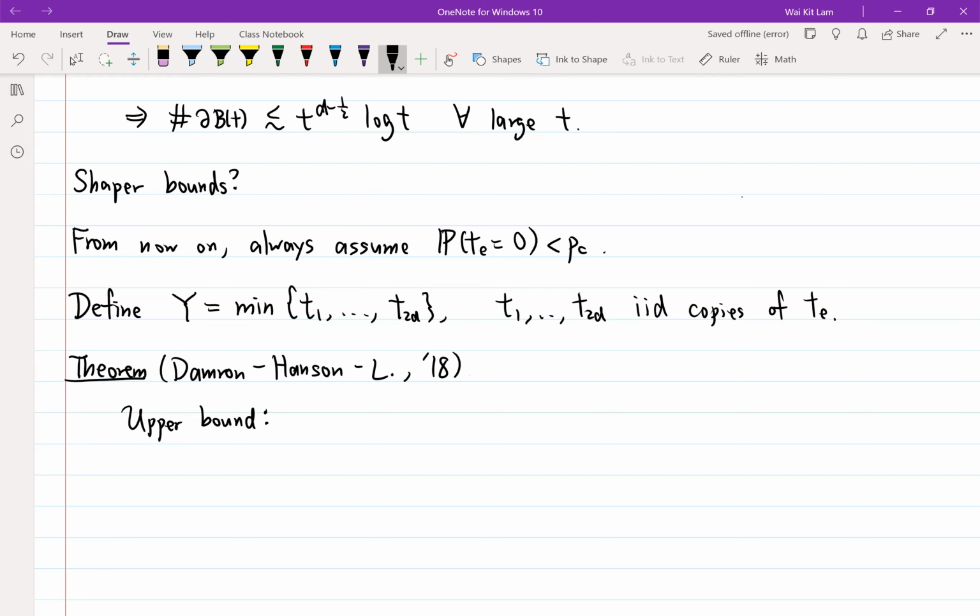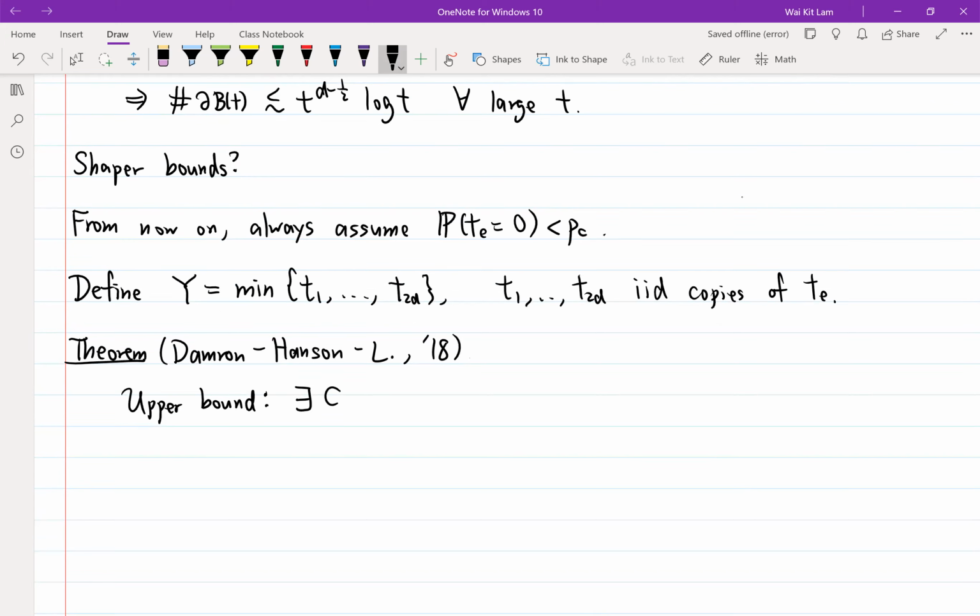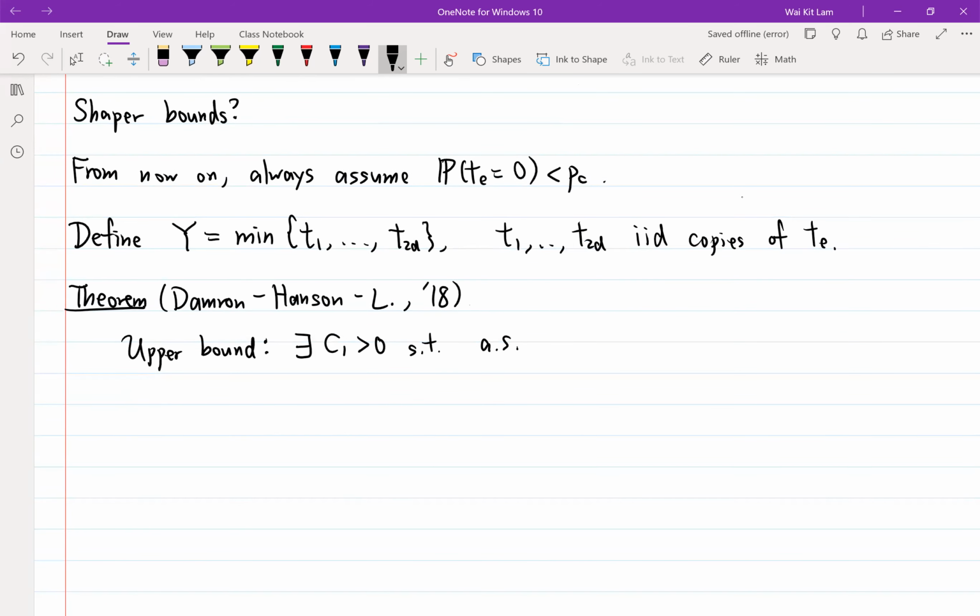So first, let me tell you what we can get for the upper bound. We can show that there exists a constant C1 such that almost surely, if we look at the set of our S in [0,T] such that we look at the size of the edge boundary at time S, is larger than some constant A times S to the D minus 1 times the expectation of the minimum Y_S. Okay, so I'll explain this term later.